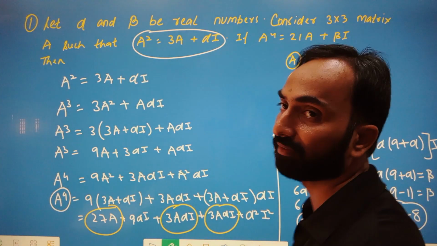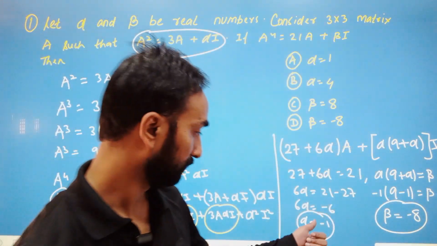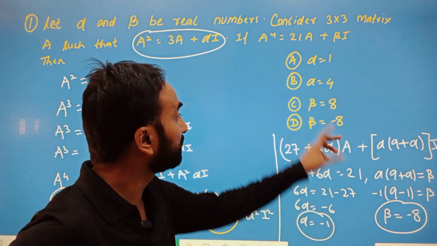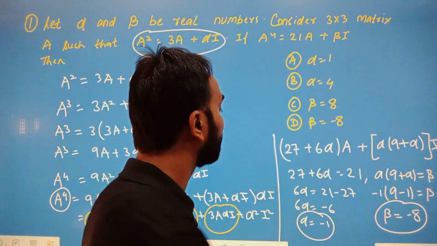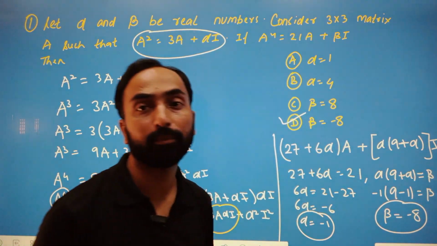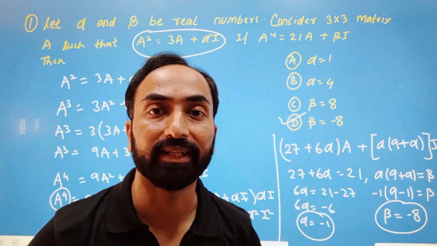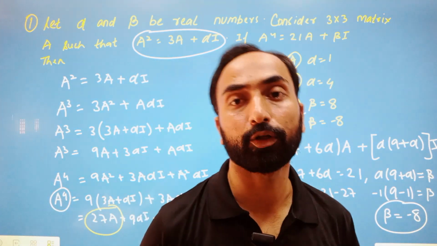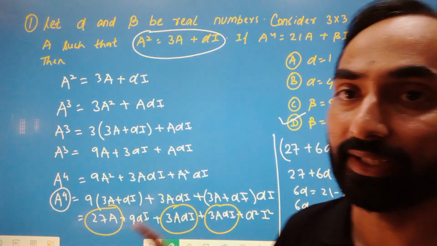So we got the value of alpha. Alpha is what? Minus 1, and beta is equal to what? Minus 8. So let's compare. In the options I can see the D option is correct, right? Because beta is equal to minus 8 is given in option number D. So here the correct option will be D only, right? Thank you.